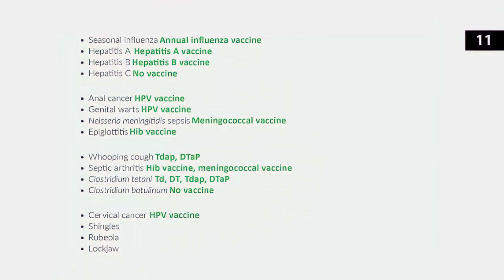Cervical cancer, that's the HPV vaccine. Shingles, that's the zoster vaccine. Rubeola, this is another name for measles, so the MMR vaccine will prevent that. And then lockjaw is another name for tetanus, so you can prevent that with TD, DT, Tdap, or DTaP.